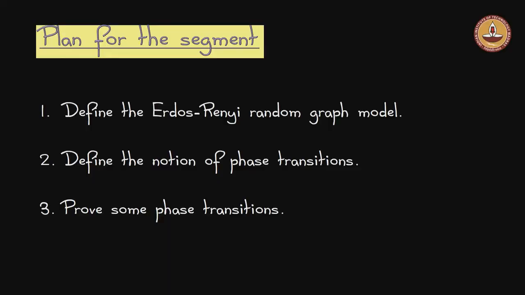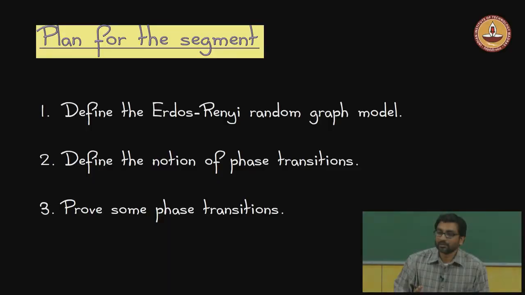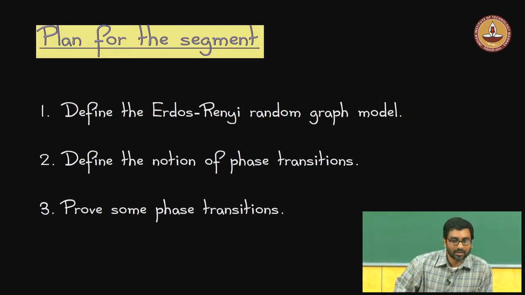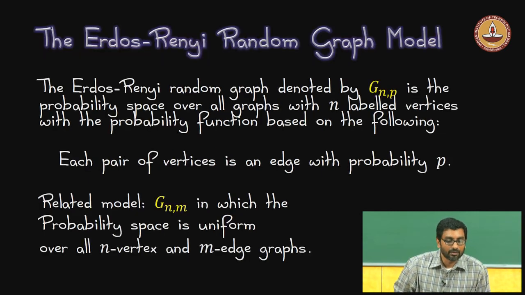So what we're going to do today is introduce a very beautiful random graph model, the Erdős-Rényi model. It's very, very simple, and that's probably why it's so beautiful, and it leads to a lot of interesting things. In particular, there's this notion called phase transition. We'll define that, and we'll show at least one phase transition. Without further ado, let's get started with the definition of the Erdős-Rényi graph model.